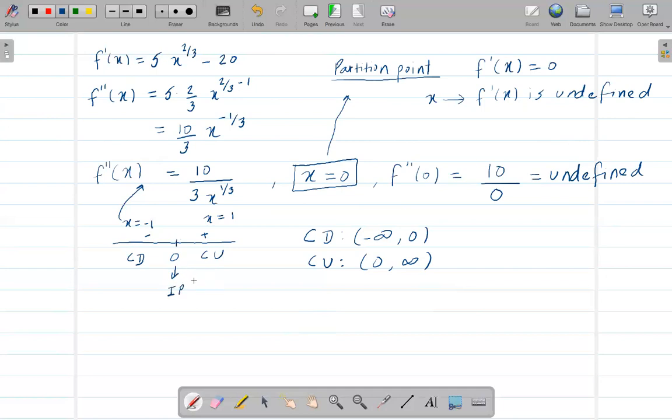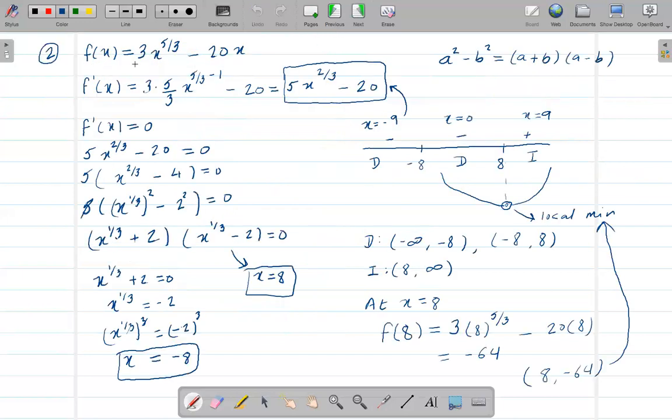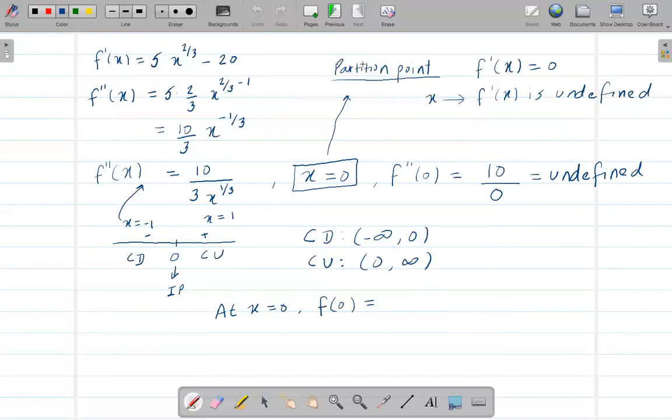But we need to find the exact point. As we know, at x equals 0 we have an inflection point. So now to find the exact point, I have to plug this into the original equation again. When x is 0, f of 0 is, well, this is 0, this is 0. So that means the whole equation will be 0. So the inflection point will be (0, 0). So this is the inflection point.